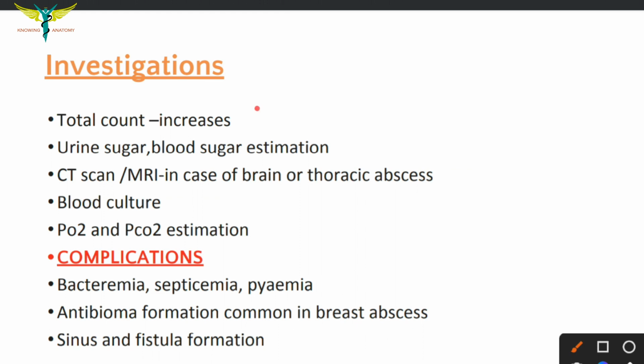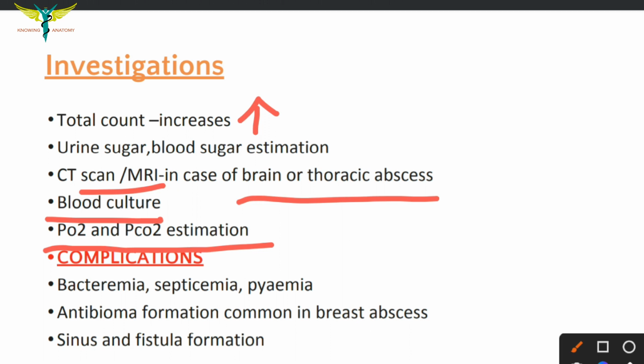Investigations in cases of pyogenic abscess. The total blood count or the total WBC count increases. Urine sugar and blood sugar estimation must be done. CT scan and MRI in cases of brain or thoracic abscess. Blood culture must be done. Partial pressure of oxygen and carbon dioxide estimation must be done.